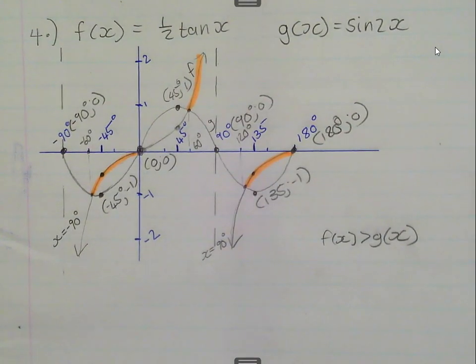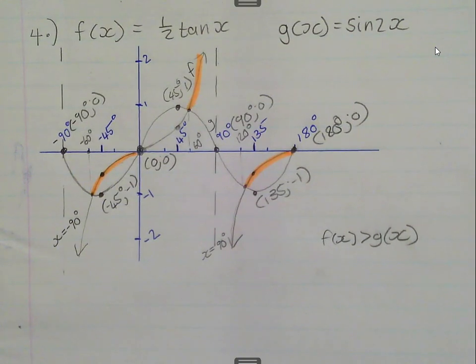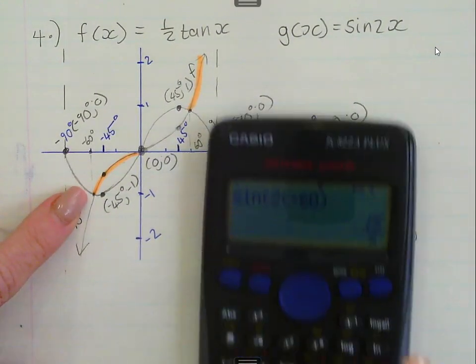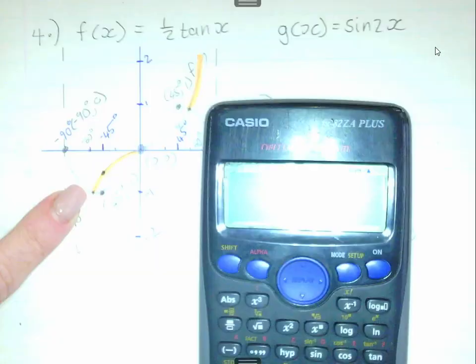Now the reason I can make that call is because I really did a good job drawing these. They are pretty much on scale. But that doesn't necessarily always happen. So if you are unsure whether that value is negative 60, you can take your calculator. So I suspect it's negative 60.